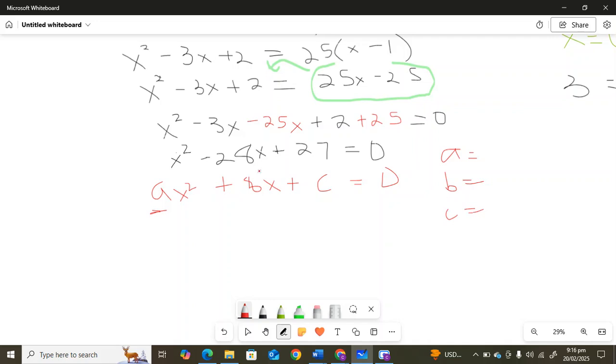A represents the coefficient of x squared, basically the number in front of x squared. In this case, the number in front of x squared is 1. B represents the coefficient of x, the number in front of x, negative 28. C represents the constant, the number without a letter. So in this case, our constant is 27.